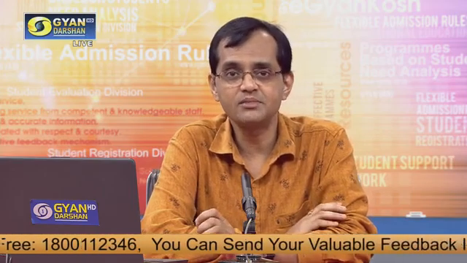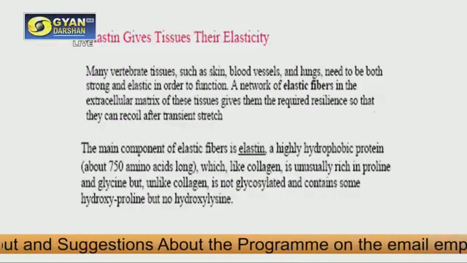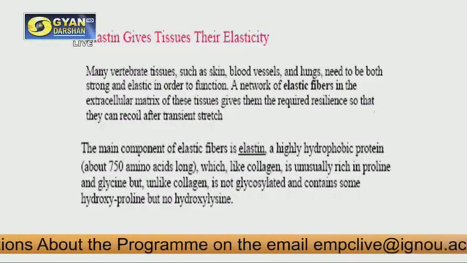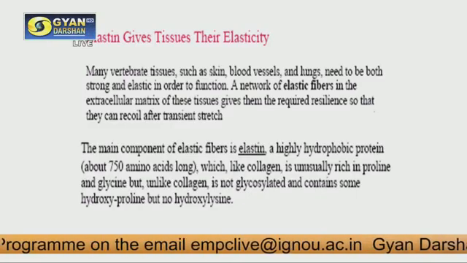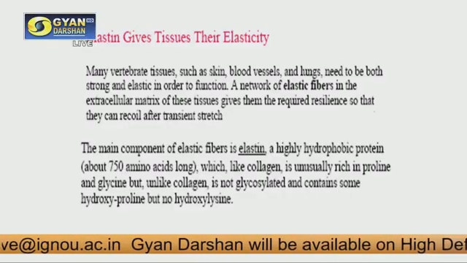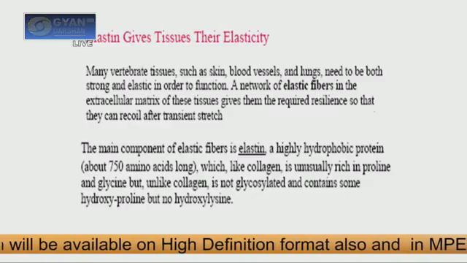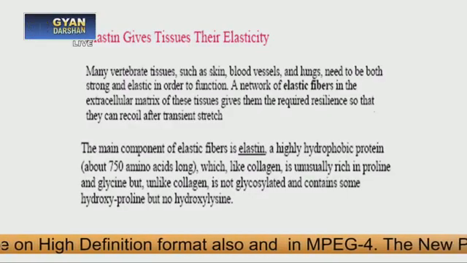Now the next protein that we are going to discuss is elastin. From the very name it is clear that elastin means elasticity. So the main function of elastin is to provide elasticity. Many vertebrate tissues such as skin, blood vessels, lungs need to be strong, but they need to be elastic in nature. Particularly lungs and blood vessels need to show the elasticity. Who will confer this elasticity?